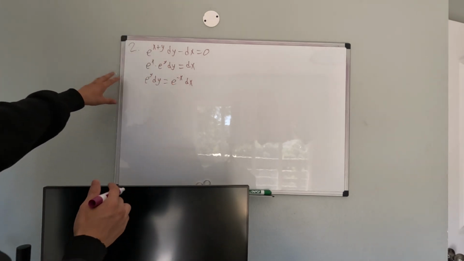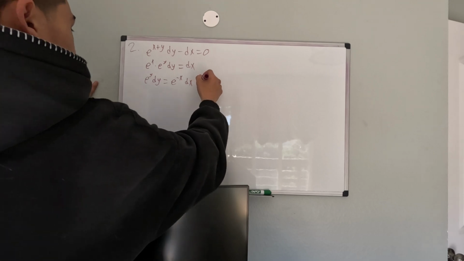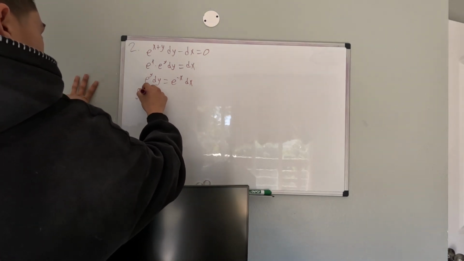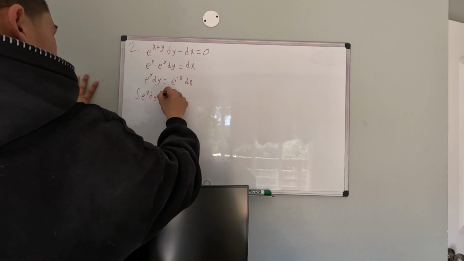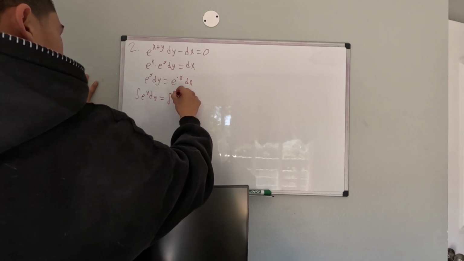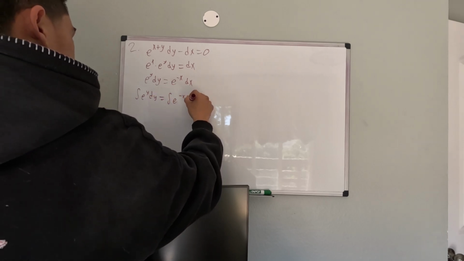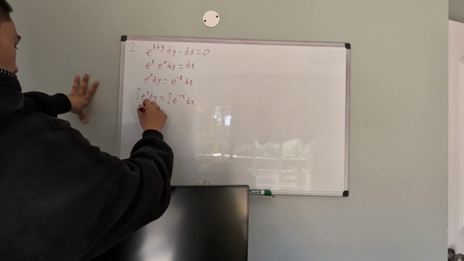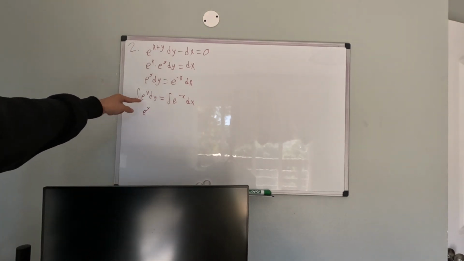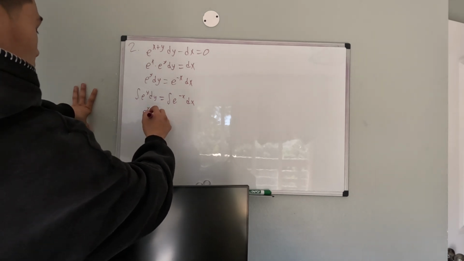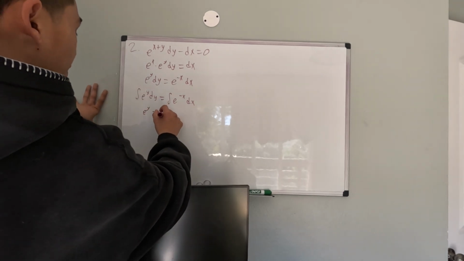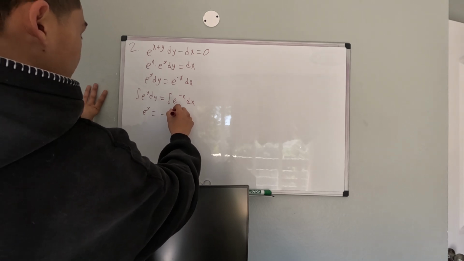Because when I take the integral of this, you can see that the integral of e to the y dy equals the integral of e to the negative x dx. This is going to equal e to the y, because the derivative of e to the y is just e to the y, equals, what's this right here? Negative e to the negative x.